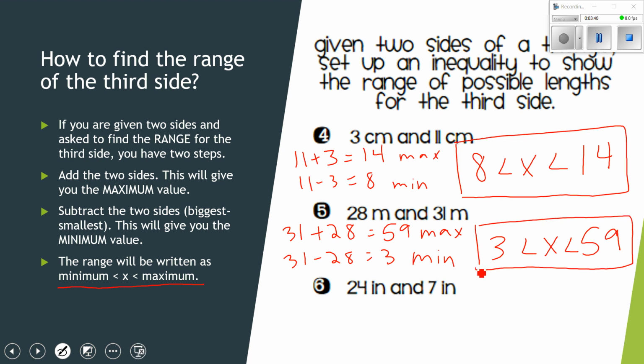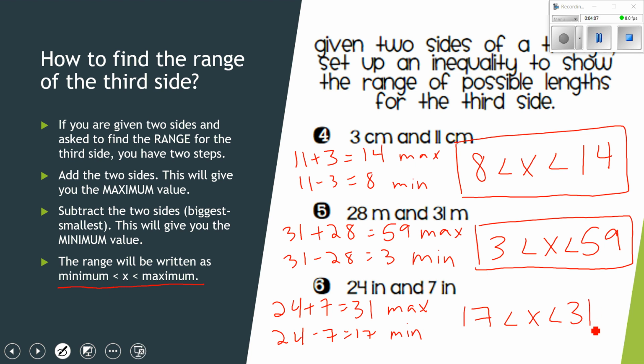And my last example, my 2 side lengths given are 24 and 7. First step, I'm going to add them up. 24 plus 7 equals 31. Second step, I'm going to subtract them. 24 minus 7 equals 17. 31 was my max. 17 was my min. All right, so it goes minimum, less than x, less than maximum. And there is my range.